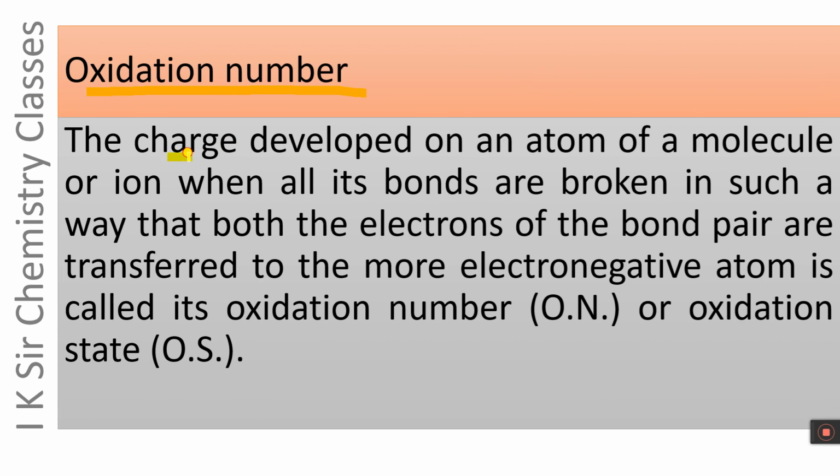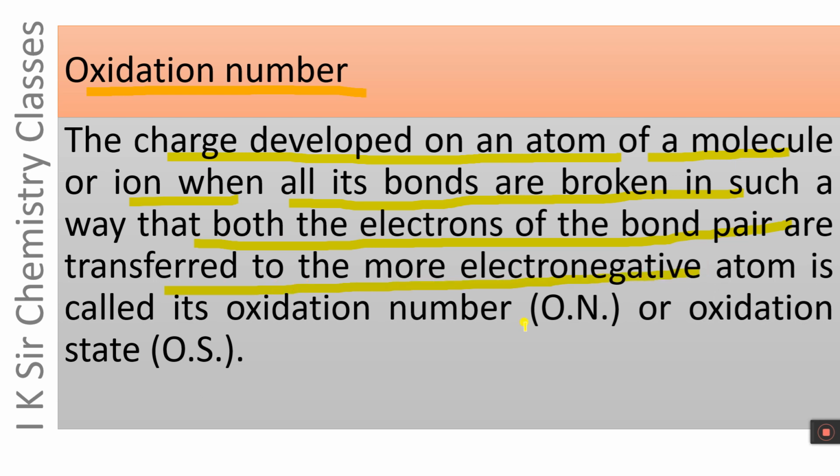The charge developed on an atom of a molecule or ion when all its bonds are broken in such a way that both the electrons of the bond pair are transferred to the more electronegative atom is called its oxidation number or oxidation state. Let us understand it again.